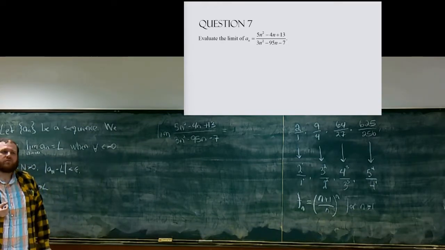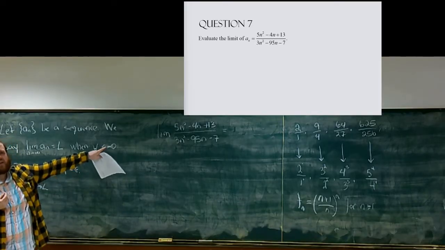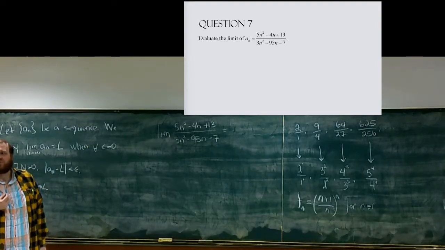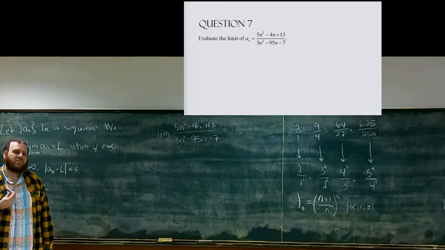Same argument for the denominator. That 3n squared term dominates. For large n, that function behaves as 5/3. Right, 5n squared over 3n squared, which is 5/3. That's your limit.